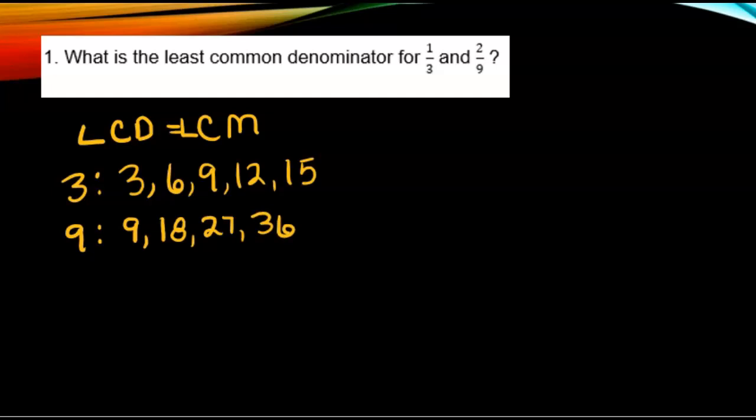Now we can compare our two lists. Let's look at our list for 3. I have 3. There's no 3s in the 9 column, no 6s in the 9 column. But look, we have 9 here and here. They have 9 as a multiple in both the 3 and the 9. And that's the smallest number that they both have in common. So our least common denominator would be 9. You're just finding the least common multiple between two numbers.